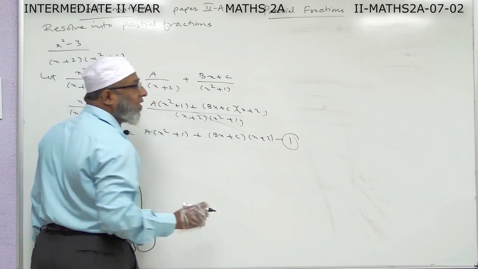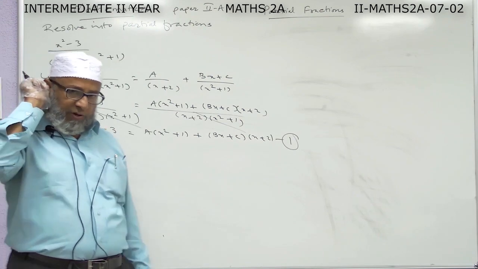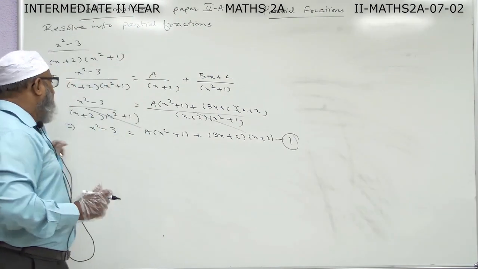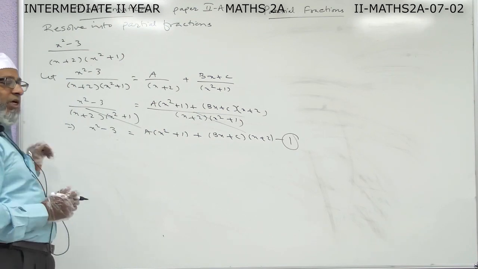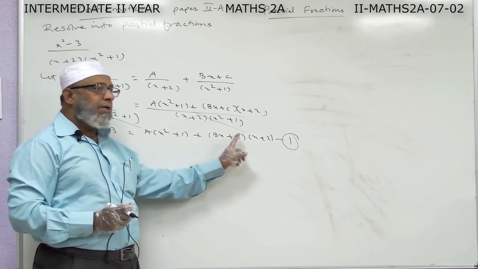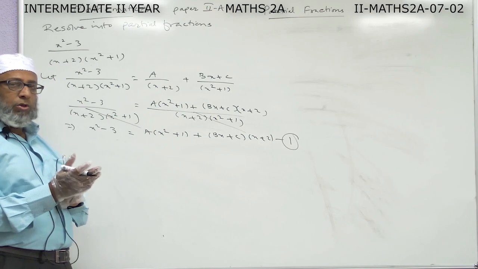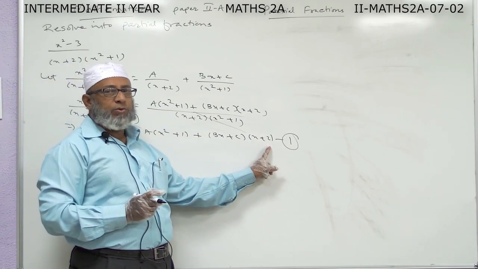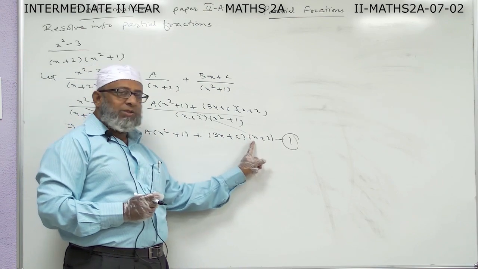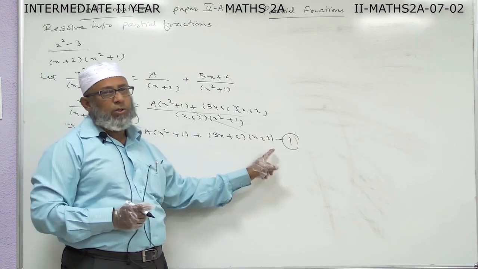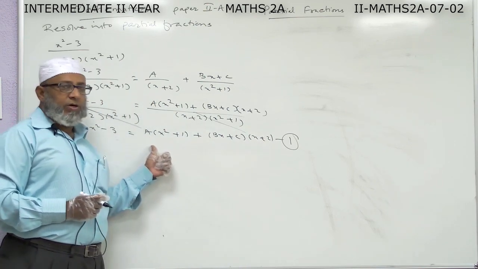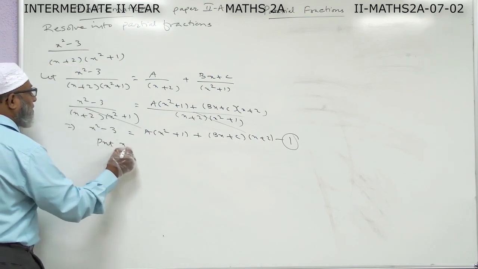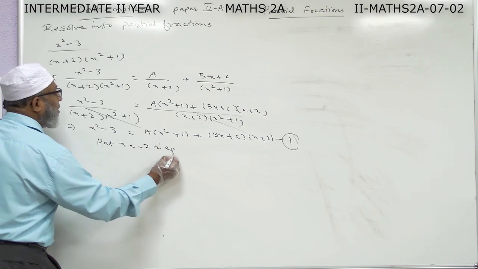This I called as equation 1. Okay. So up to this it is clear. Now again I have to get the values for a, b and c. As I told you in the earlier case also, what is this? 2. What is the opposite of 2? Minus 2. If I put x equal to minus 2 here, this part will become 0. So ultimately I am getting the value for a. So I am doing the same thing. Put x is equal to minus 2 in equation 1.